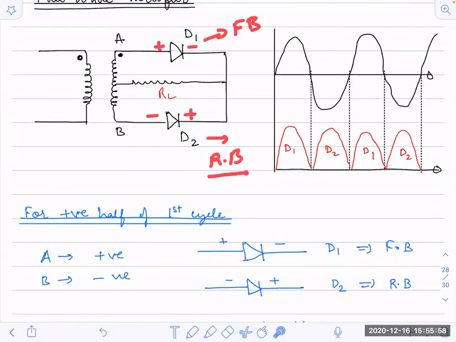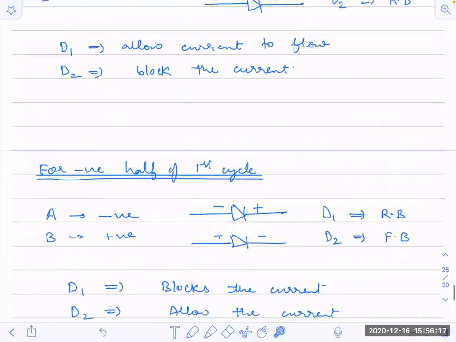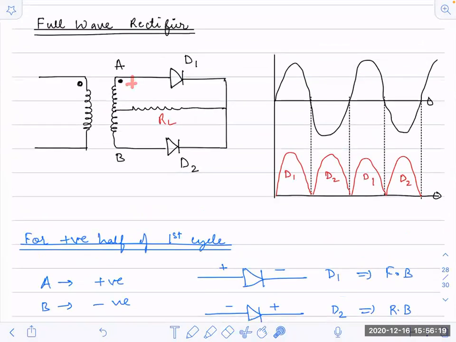So in reverse bias, the current will be blocked. In forward bias, the current will be present. So I am getting a current only corresponding to the forward bias. Is it okay? Next, when I use this for the second half, for the negative half of the first cycle, this will become negative and this will become positive.